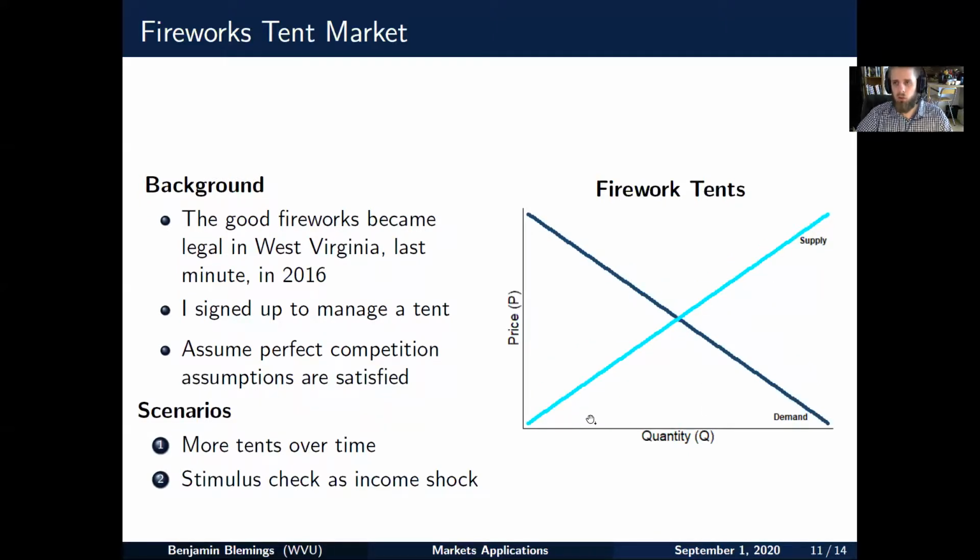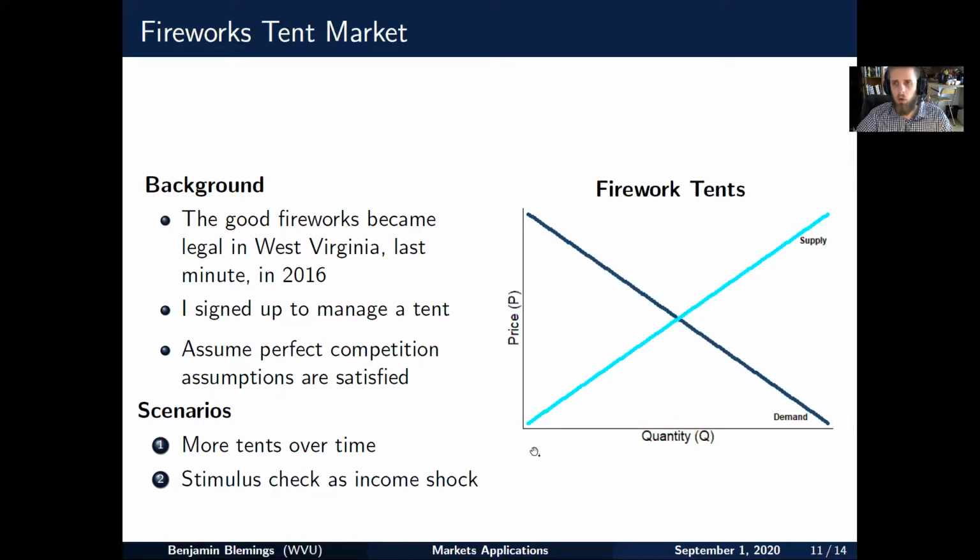Let's go back to our original supply and demand graph. Let's say a different scenario happens. Let's say that I'm a firework tent owner and I know that there's these stimulus checks going on. Well, we know that those serve as an income shock to people who buy fireworks.